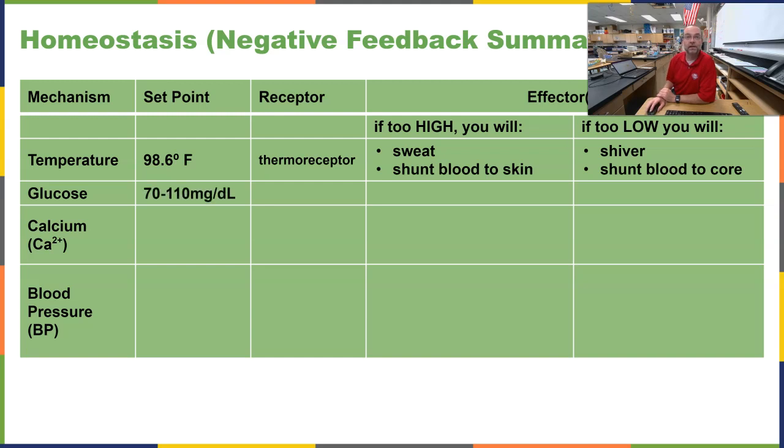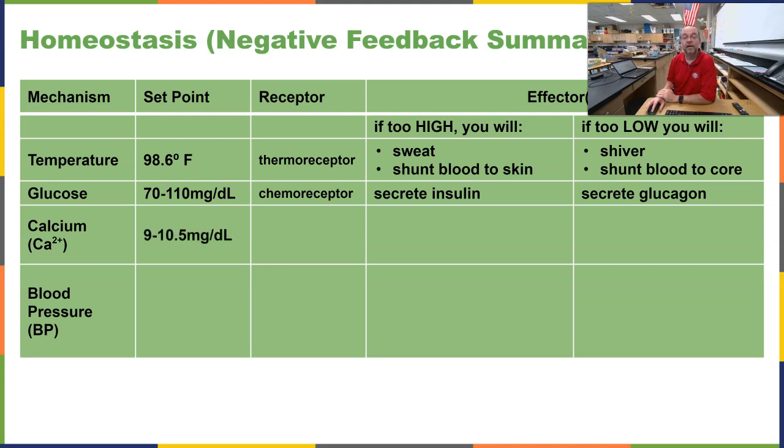Glucose, 70 to 110 milligrams per deciliter. Their glucose levels are sensed by chemoreceptors. If your glucose levels are too high, you're going to need insulin to bring the glucose into the cells and lower your glucose levels. Conversely, when your serum glucose levels are too low, you're going to secrete glucagon, which will then stimulate cells in your liver and your skeletal muscles to hydrolyze glycogen into glucose and release the glucose into the bloodstream, thereby raising your blood sugar.